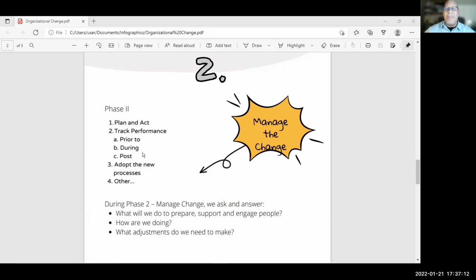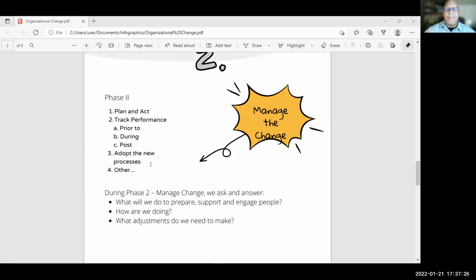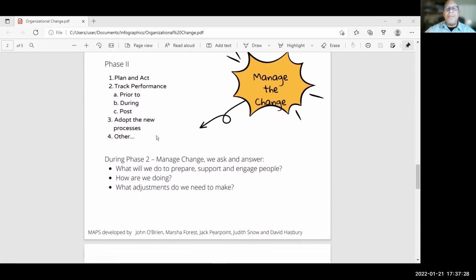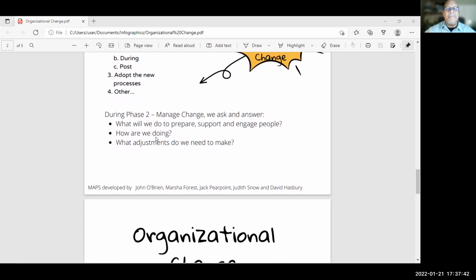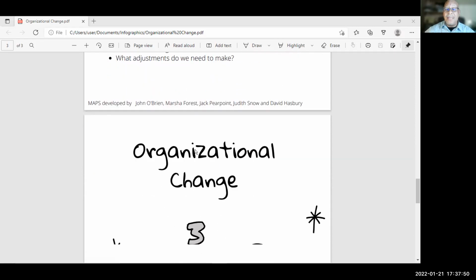And of course, post, when we hand off to your employees the new processes, the systems, and the engagement with clients and customers alike, so that they can be successful. That means training, that means support. Adopt the new processes so that they will, in fact, adopt. That's why we talk about those 3 stages that are absolutely crucial, that we engage the intellectual capital of your people. So what will we do to prepare, support, and engage people? How are we doing it? And what adjustments do we need to make?